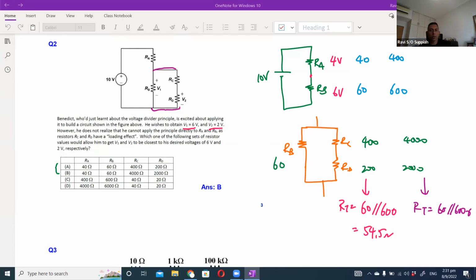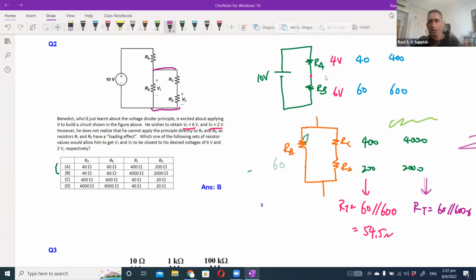Okay, so let's just continue. If you look at this branch over here, as I was talking about this, sorry about the delay. If I were to look at the possibility of 60 parallel with 6,000, then the total resistance will come up to about 59.4 ohm.